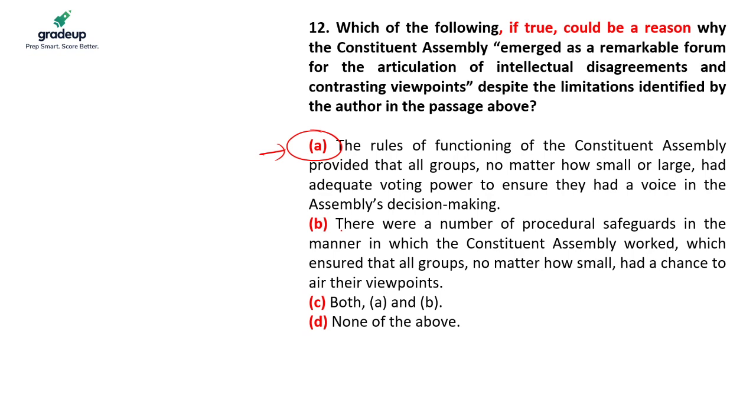Let's look at B also. There were a number of procedural safeguards in the manner in which the Constituent Assembly worked, which ensured that all groups, no matter how small, had a chance to air their viewpoints. Now, this is also true. So, both A and B must be the answer. C is the correct answer.